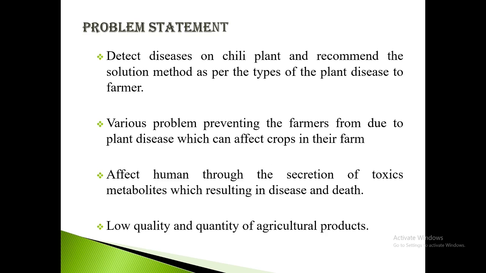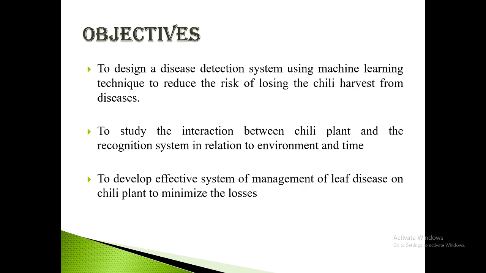The next slide shows the problem statement of the project. The first one, detect disease on chili plant and recommend the solution method as per the type of the plant disease to the farmer. Various problems preventing the farmer from due to the plant disease which can affect crops in their farm. Affect human body through the secretion of toxic metabolites which resulting in disease and death. Low quality and quantity of agricultural product is also one of the problem statement.